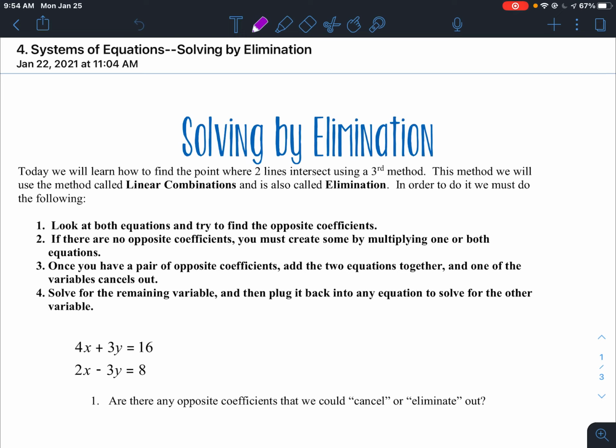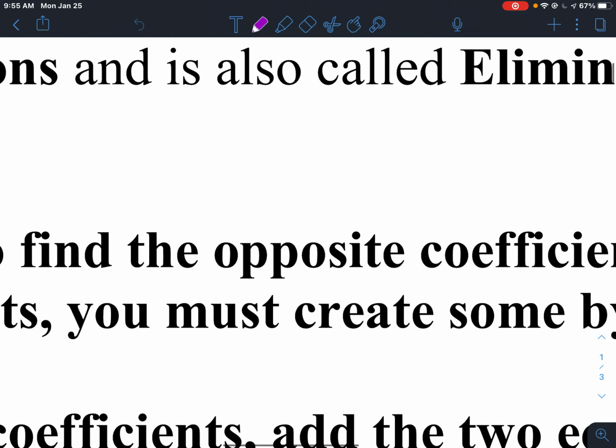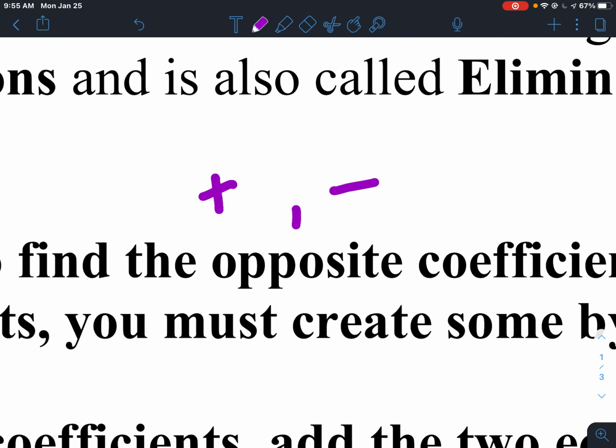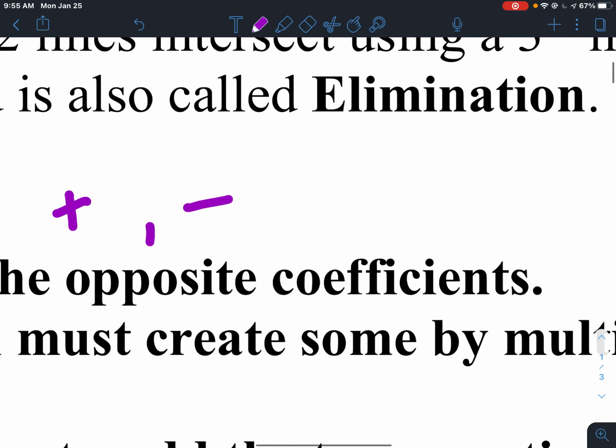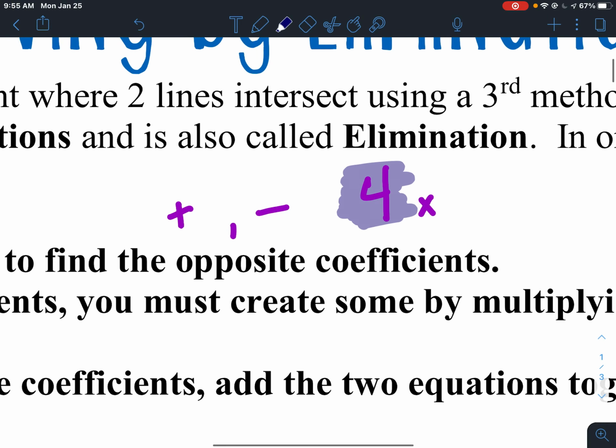In order to do so, we must do the following, and here are the steps you can always refer back to. Look at both equations and try to find the opposite coefficients. Opposite meaning a plus and a minus, and coefficients are the number that's attached to the variable. Okay, so that 4 is the coefficient, so 4x, coefficient is 4.